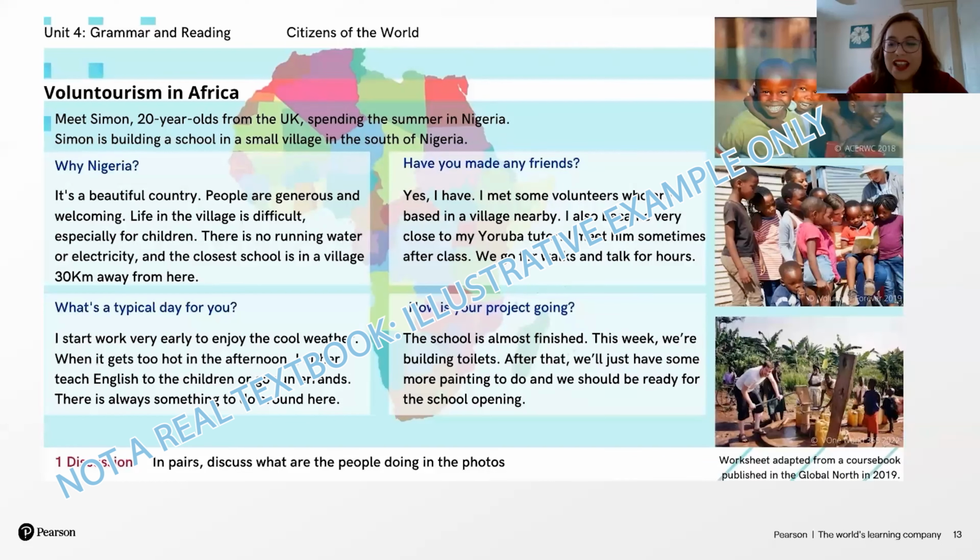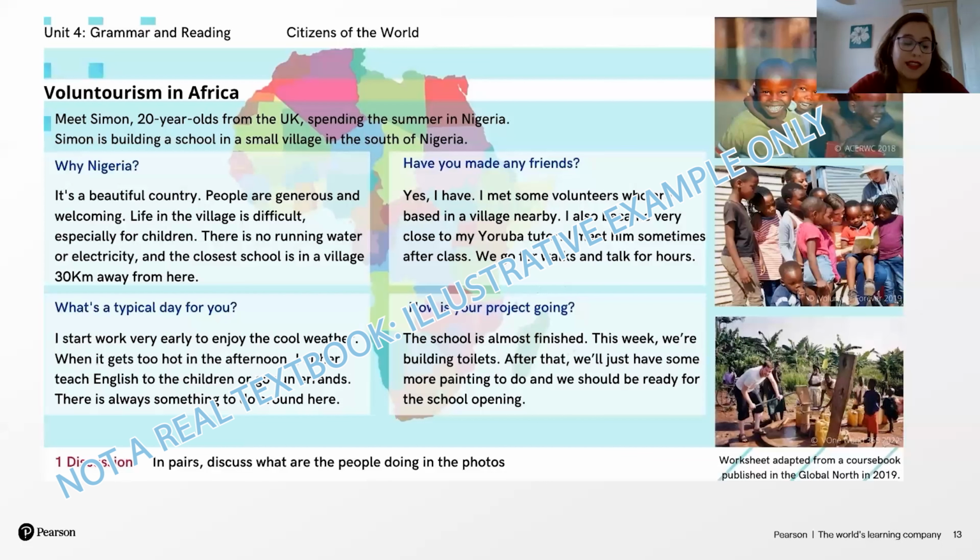You can see that in the picture on the right-hand side, they are maybe working on a well somewhere, and in the second picture in the middle you can see that there's a white woman surrounded by Black children, teaching or reading for them using a book in her hand. So you can see that the people at the center of this are not these children. Even in the text, the story is about Simon, who is 20 years old and goes from the UK to Nigeria to volunteer.